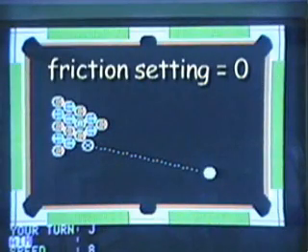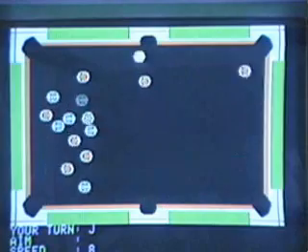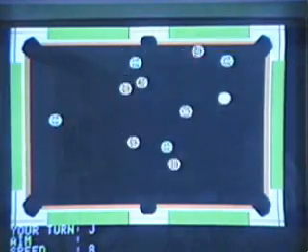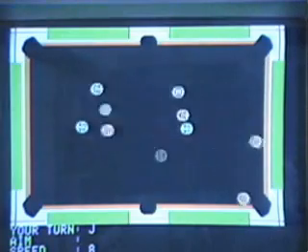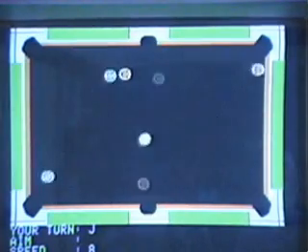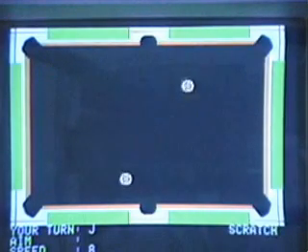Here is a computer game for playing billiards. We can turn the friction level to a setting that is very close to zero. Watch what happens when the cue ball is hit into the other balls. All this motion and uncontrolled activity is a result of very little friction. The inertia of the balls keeps them moving in straight paths until they strike other balls or the sides of the pool table.